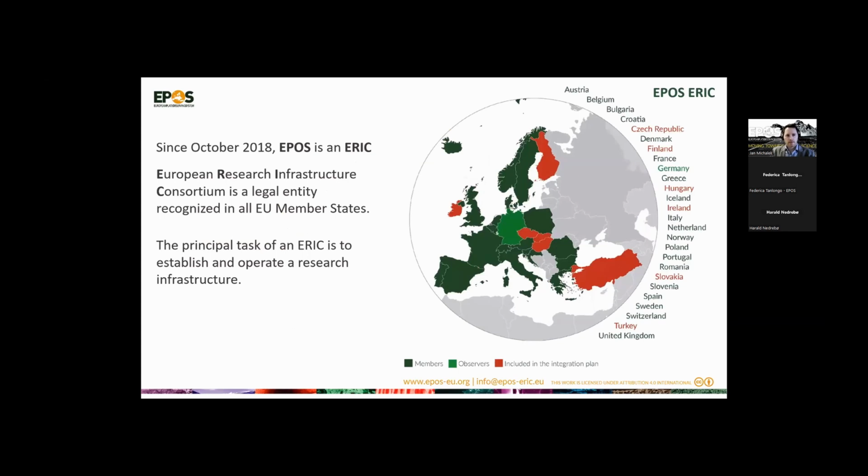As I said, EPOS ERIC was established in 2018 as a legal entity, and it's recognized in all EU member states. The principal task of an ERIC is to establish and operate a research infrastructure. In the map, you see in dark green the members of EPOS ERIC. The light green are the observers, currently Germany, plus the red countries which are included in the EPOS integration plan, but not yet fully integrated.